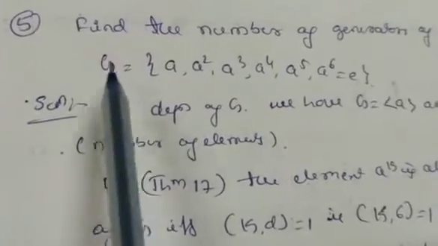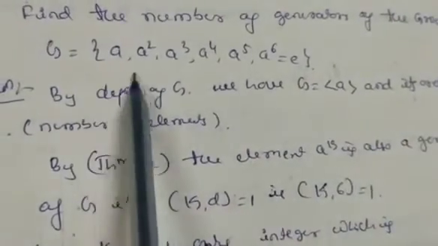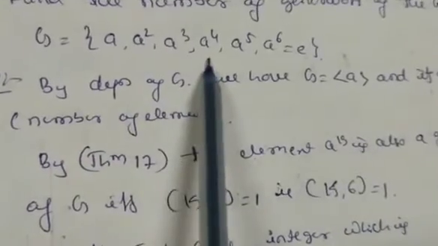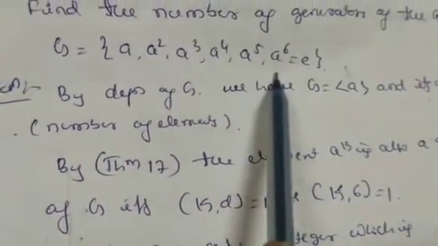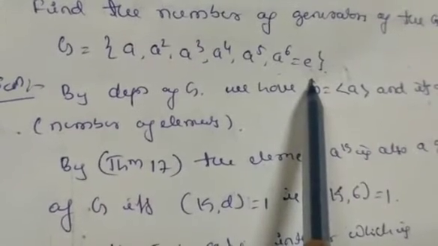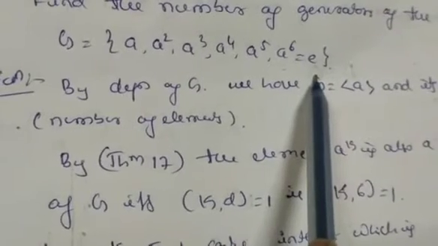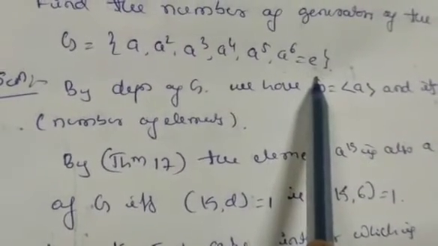Let us take one more example. Find the number of generators of the group G = {a, a², a³, a⁴, a⁵, a⁶ = e}. Here there is no need to find the generators themselves; we have to find how many generators it has, like in the previous example.